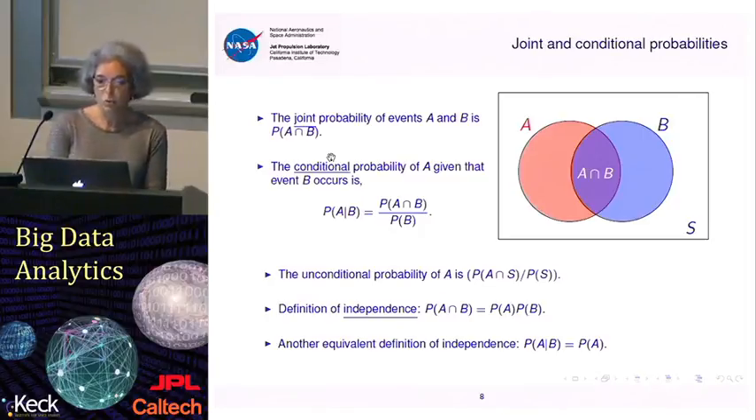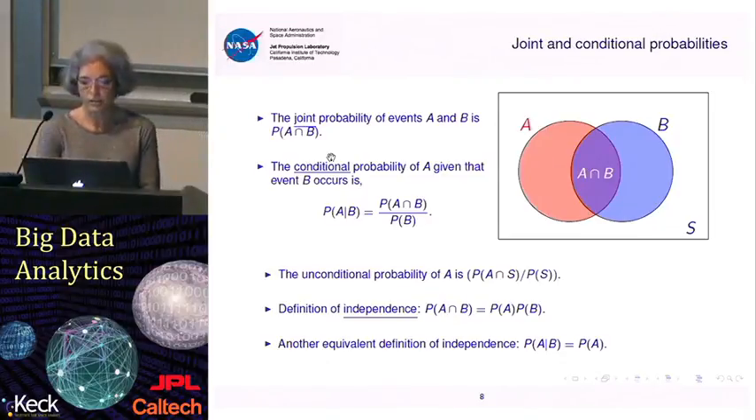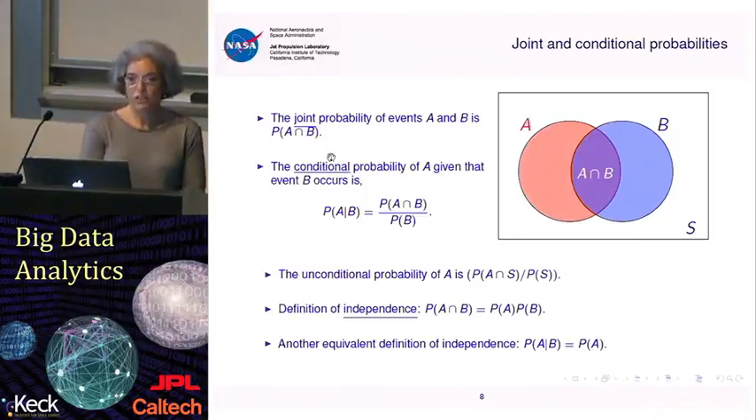The unconditional probability of A is the intersection of A with S divided by the probability of S. Since the probability of S is 1, the unconditional probability of A is just A intersection with the sample space itself. And the usual definition of statistical independence is that the probability of A intersection B is equal to the product of the probabilities of A and B.